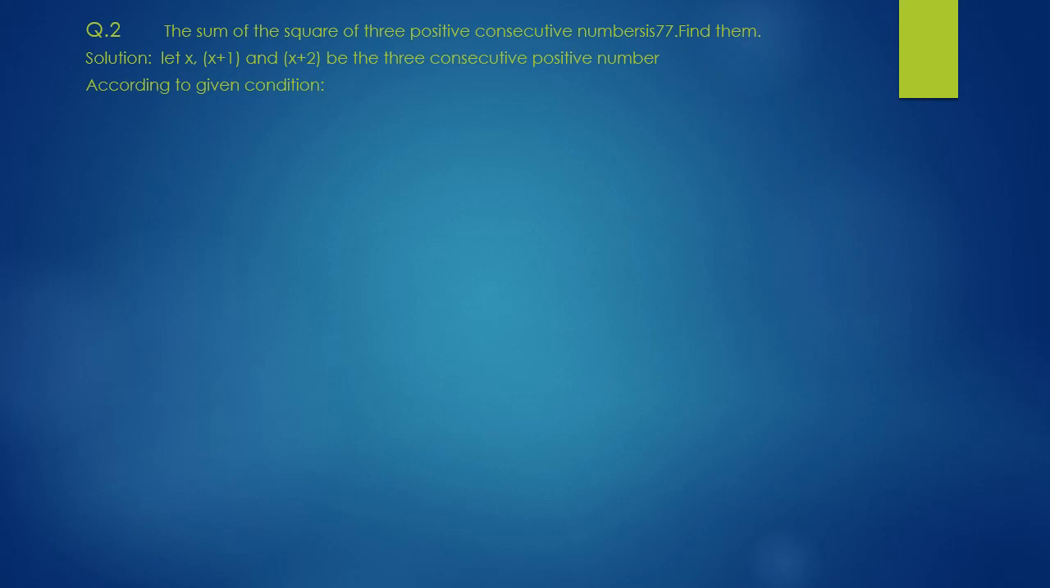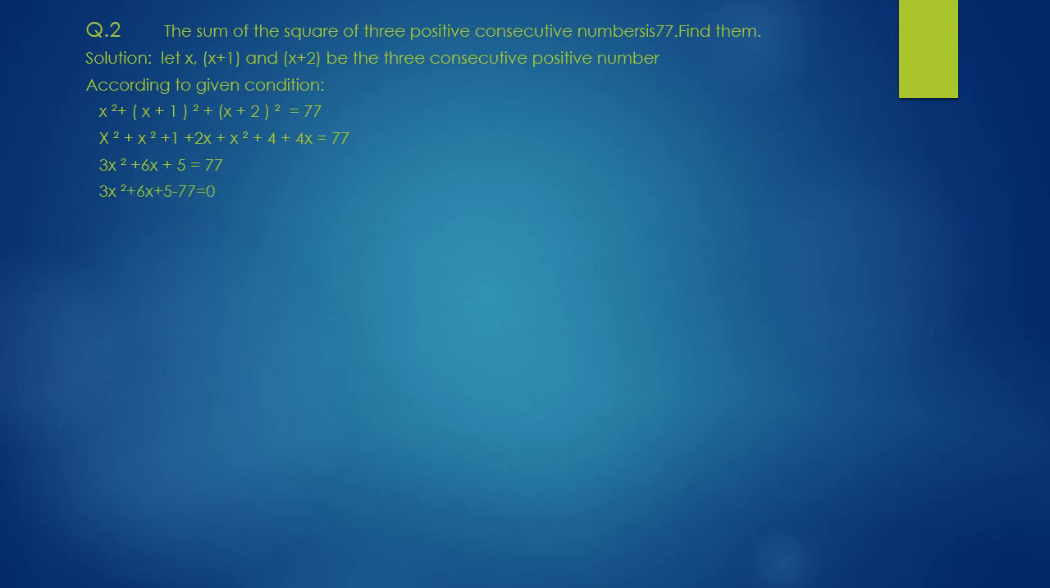According to given condition, x square plus x plus 1 whole square plus x plus 2 whole square is equal to 77, because the sum of the square of the three positive consecutive numbers is 77. So x square plus x plus 1 whole square by opening the formula, which is x square plus 1 plus 2x plus x square plus 4 plus 4x is equal to 77. The next step is 3x square plus 6x plus 5 is equal to 77.